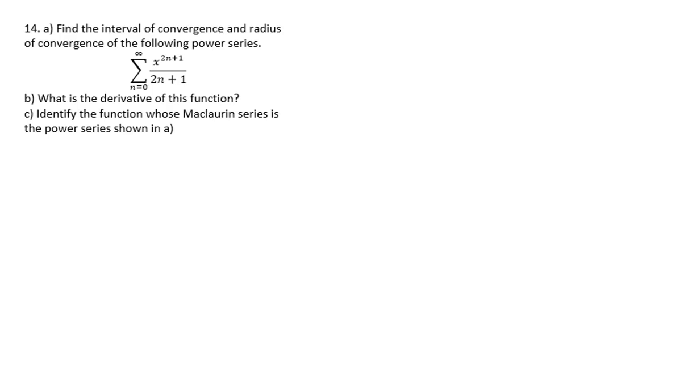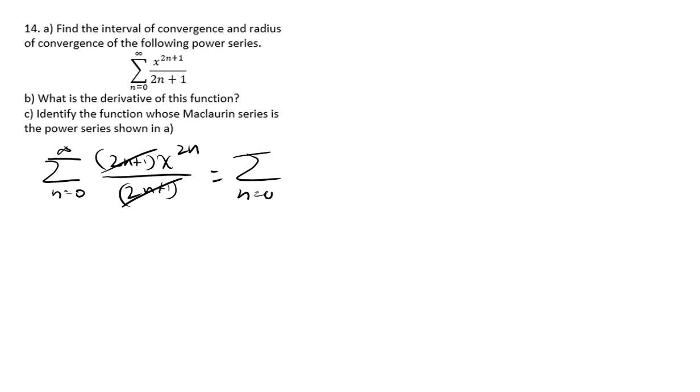Okay, now part B. What is the derivative of this function? Well, derivative is just simply derivative. You just take the derivative. If I differentiate, that's going to be 2n plus 1 times x to the 2n, because this number hops in front and you subtract 1 and divide by 2n plus 1. So these two cancel and you get sigma of n equals 0 to infinity of x to the 2n.